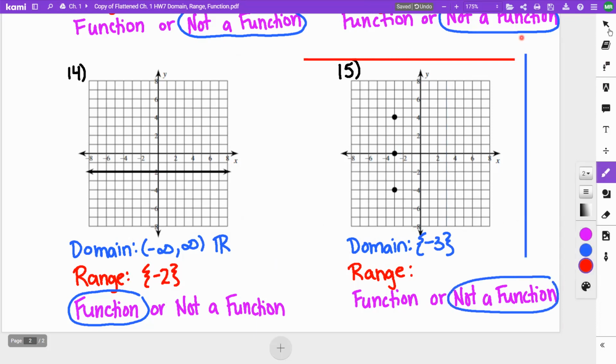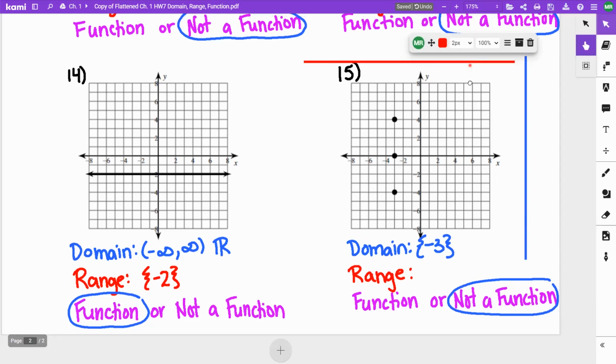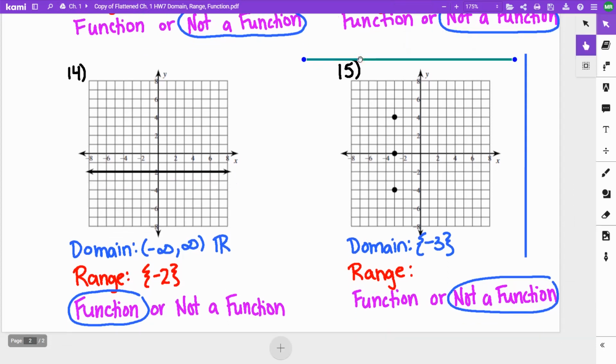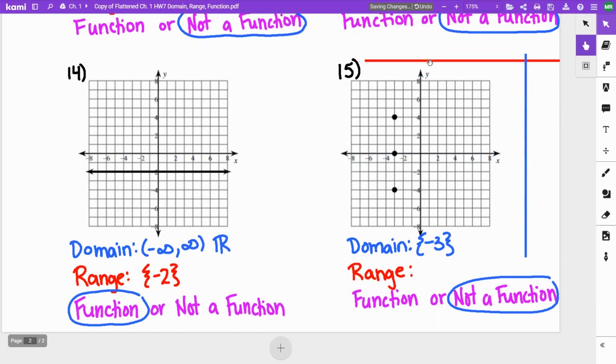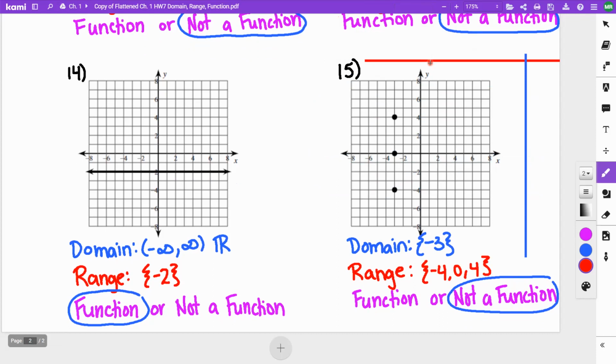When I'm talking about the range, I am going to have separate values. I don't have from here to here because I don't have graph in between. So I'm going to have value at -4, value at 0, value at 4. So my range is going to consist of -4, 0, and 4. So it's going to be the set -4, 0, and 4, not from -4 to 4. Hopefully this helps you out.